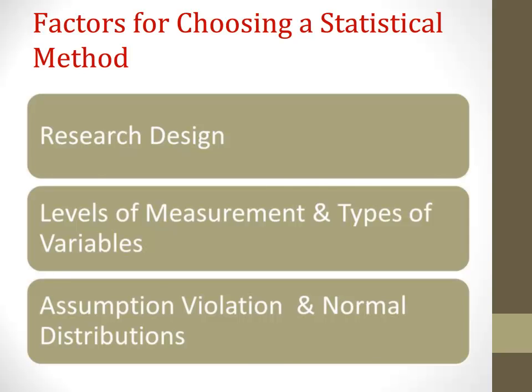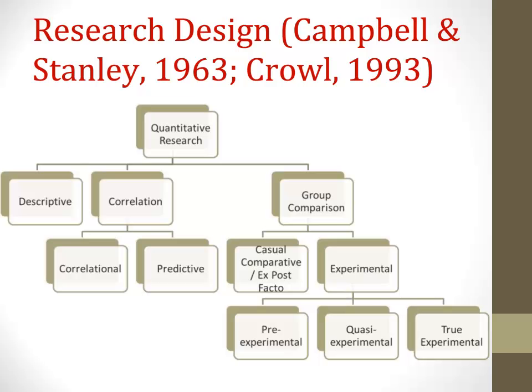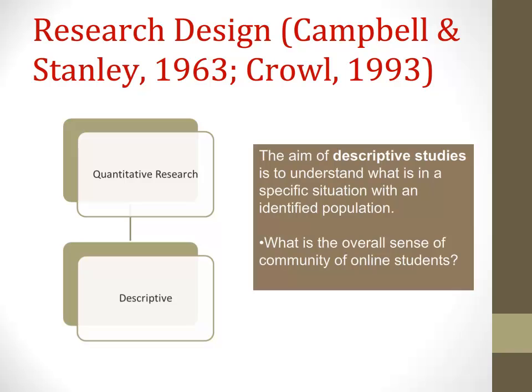The first factor we're going to discuss here is research design, and here you can see quantitative research designs listed. We're going to talk about quantitative research designs as Campbell and Stanley and Crowl discuss them. The first type of research design we're going to look at are descriptive studies. The aim of descriptive studies is to understand what is in a specific situation with an identified population.